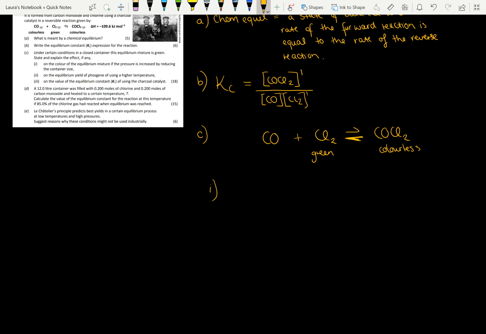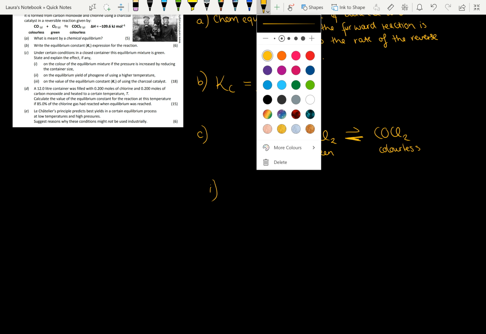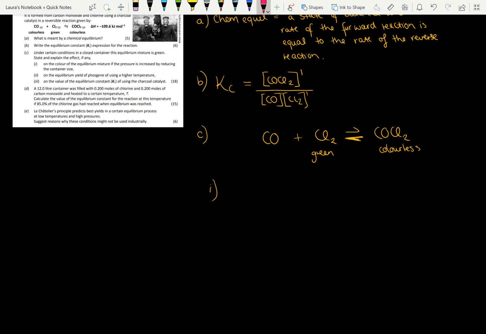So now they're going to give us a few different conditions and ask us how that is going to affect our equilibrium mixture. So the first thing that we're asked is what's going to happen to the color if we were to increase the pressure by reducing the size of the container. So I'm just going to get a different color here. So when we're looking at the pressure, the first thing we want to ask ourselves is, first of all, is it a gaseous reaction? And looking at these little G symbols in our question, yes, indeed, it is a gaseous reaction. So we know that pressure can have an effect on where the equilibrium lies in this system.